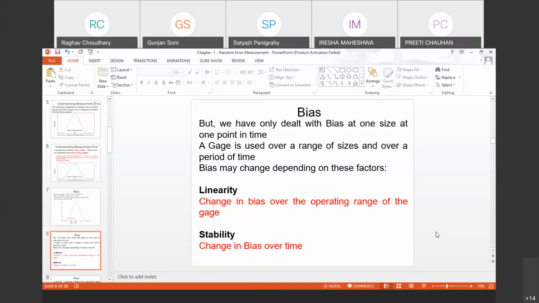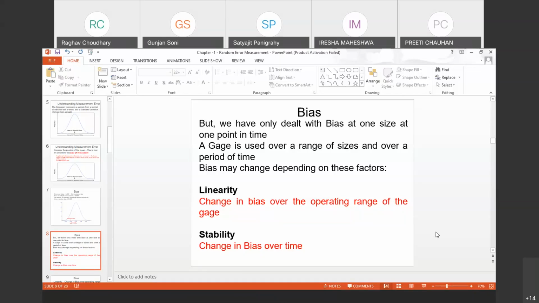Similar things may be with thermometers and many other devices like voltmeters as well. So you can see some kind of non-linearity or deviation from linearity in such kinds of measurements. Then you have stability, that is the change in bias over time.